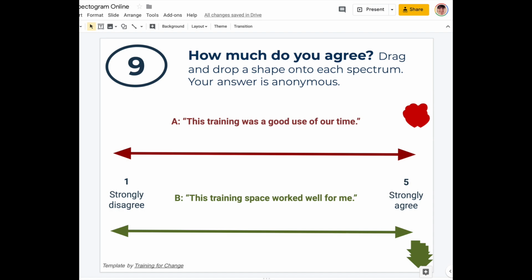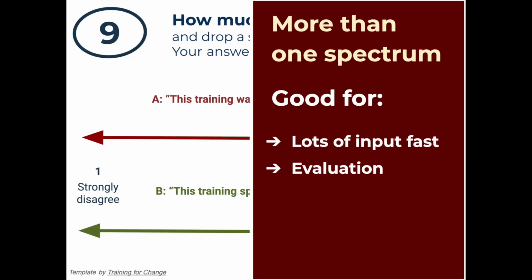You can also have more than one spectrum on a slide. Labeling the different spectrums with letters like A, B, and C makes it easier for anyone to share in the chat box or out loud if needed. Having more than one spectrum is good for getting lots of information quickly. It's useful for evaluation and especially goes well with letting people answer on their own anonymously.